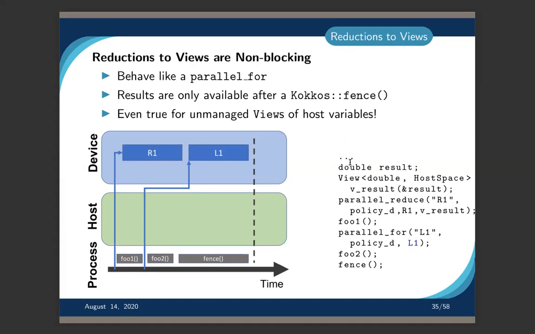So if you had created your double result, you create an unmanaged view in host space around that result, and you give that as the result argument for parallel reduce. It is non-blocking. It will overlap with foo1, and it will overlap even with foo2 if it takes long enough, because the parallel for will just dispatch into the queue and R1 is still running. So it will potentially even still overlap with foo. And you can only read the result here after you called fence.